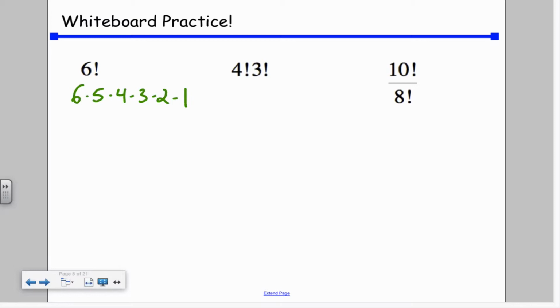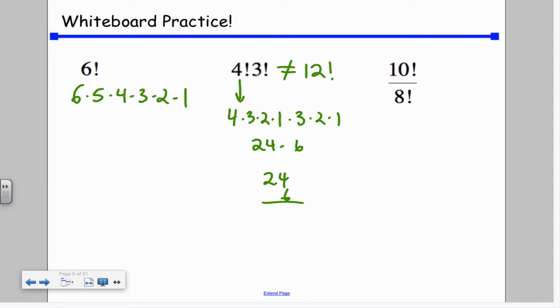Let's say we have the next one, 4 factorial times 3 factorial. Now, one thing right away, this is not 12 factorial, so beware. We have to perform each piece separately. So this would be 24 times 6. And 24 times 6, what is that? 4, carry the 2, 6, 12, 144.